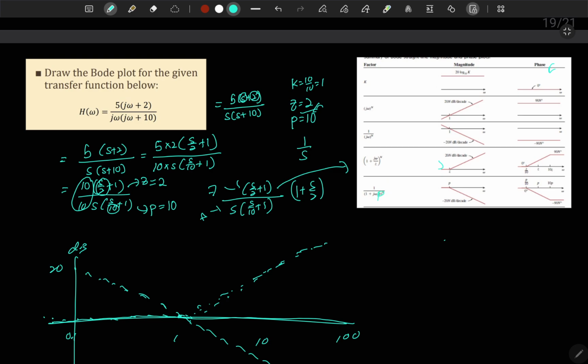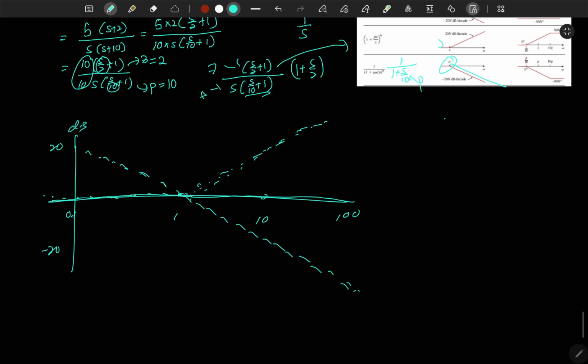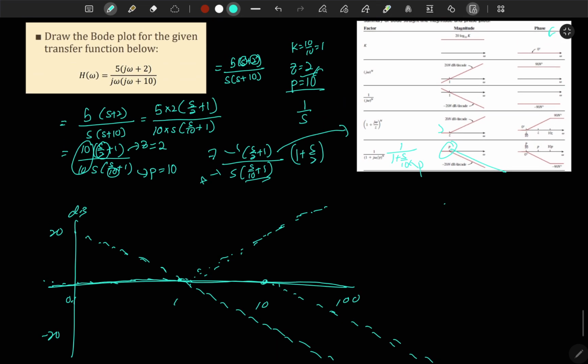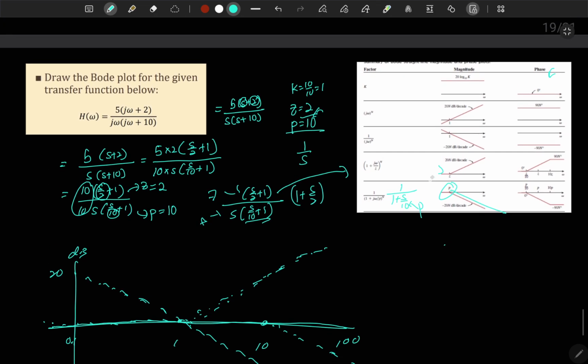Now the second is pole. Now does it look in this format? Yes, if you translate it, it does look in this format where it's 1 over s over 10. So our pole is 10. Our pole was 10. Okay, now they're saying from pole it should drop 20. Now our pole was 10 here, so it should drop 20. So this is your Bode plot that has been sketched for each of the magnitude.